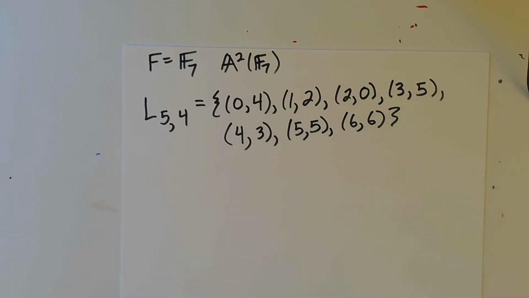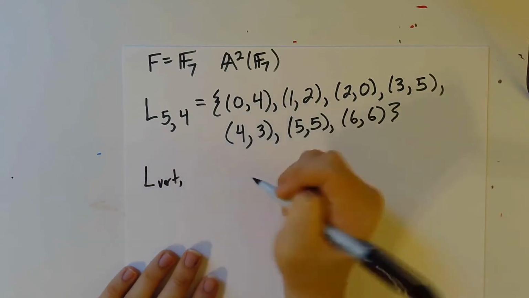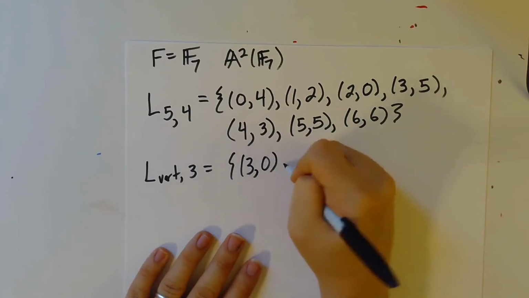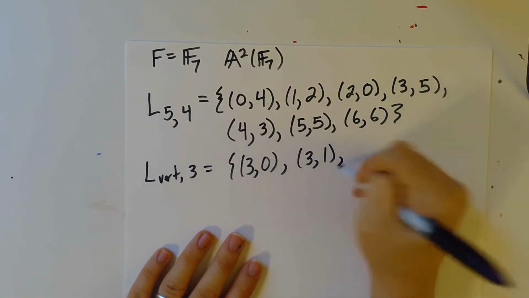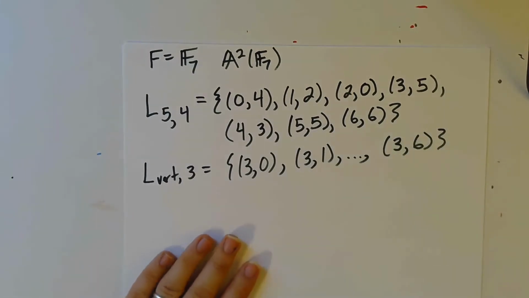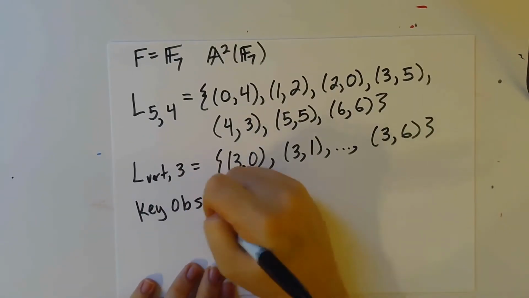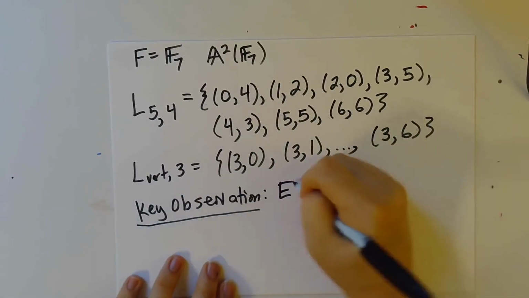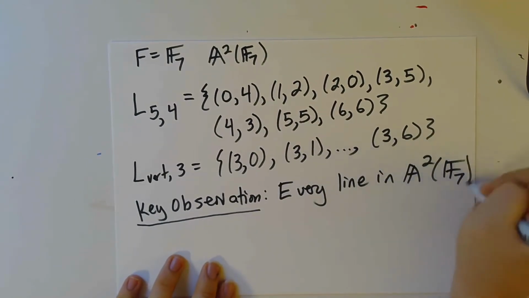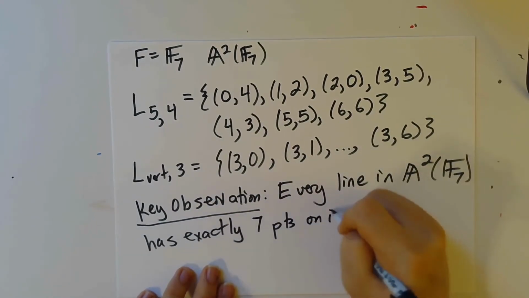In fact, if you want to write down L vert 3, that'll work out to be this. And that will also have 7 points on it. So in fact, key observation, every line in A2 F7 has exactly 7 points on it.